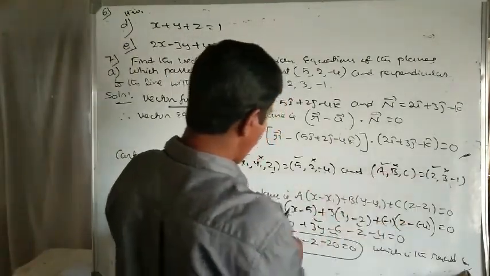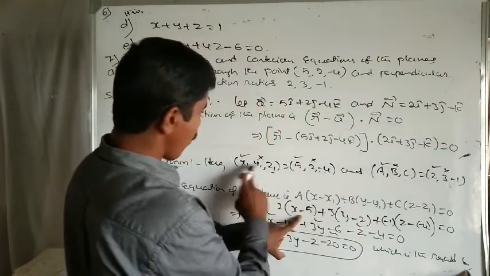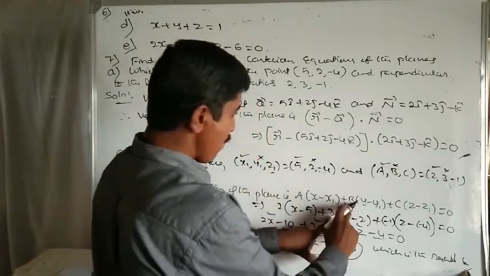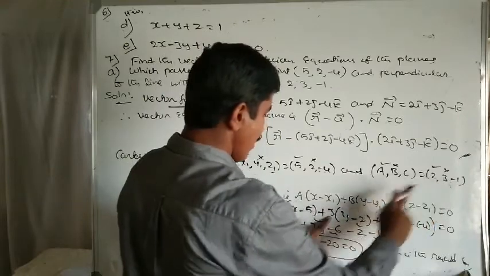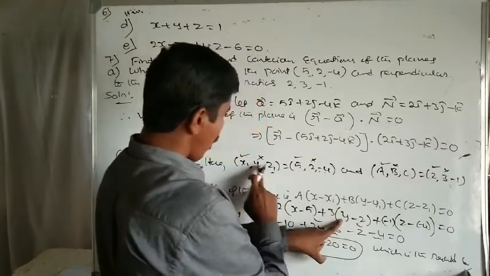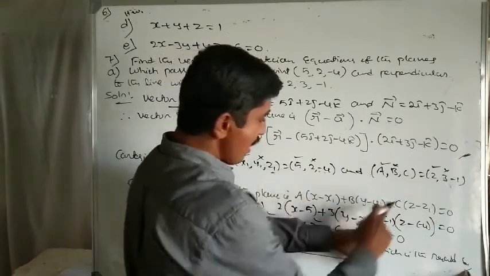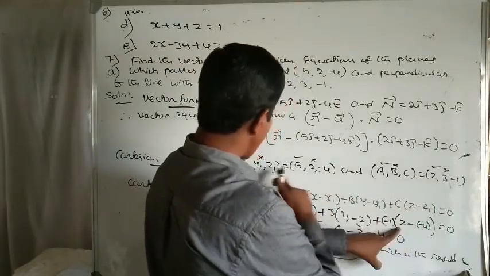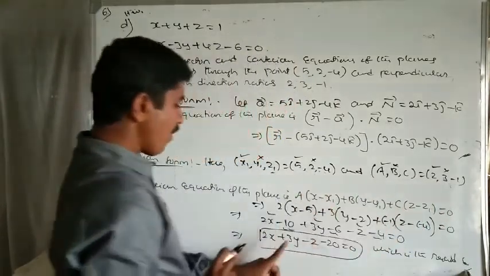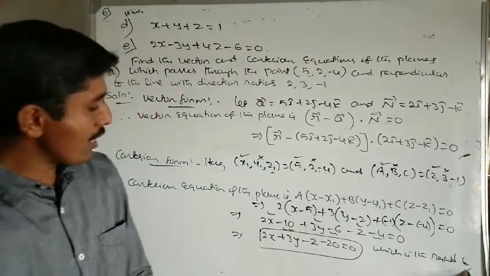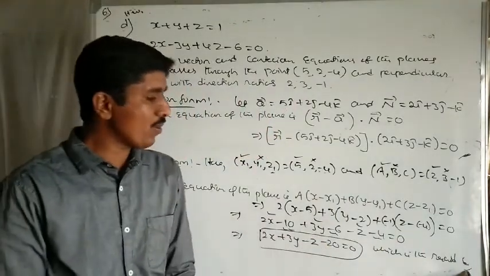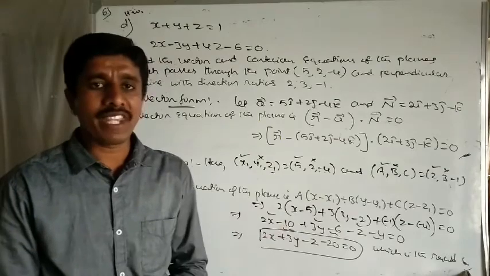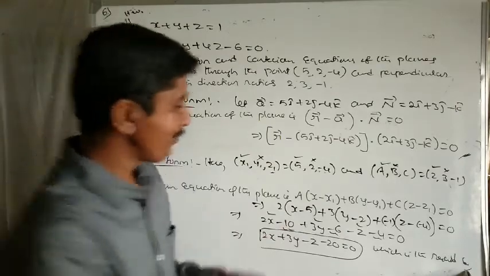A value 5 into x minus x1, plus b value 3 into y minus y1, plus c value minus 1 into z minus z1 value minus 4. Simplify, we get 2x plus 3y minus z minus 20 is equal to 0. This is the required equation. Got it.